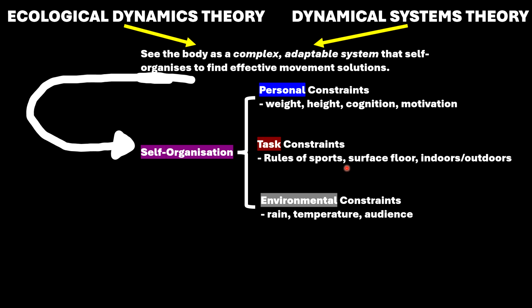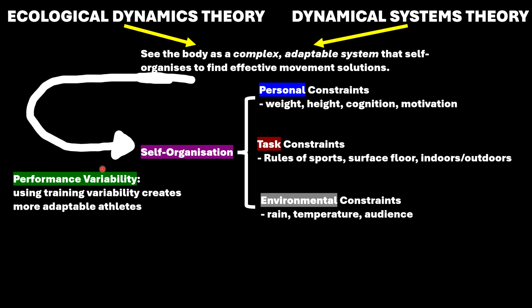Then there's task constraints, such as the rules of the sport, the surface floor you're playing on, and whether it's indoors or outdoors. And finally, the environmental constraints. This can be either weather or the audience, for example. Now, as coaches, we can manipulate these to improve the performance of our athletes. For example, in football, you might see training sessions where it's a 2-on-1. There's two attackers and one defender, or two defenders and one attacker. That's manipulating the rules of the sport, the task constraint, in order to train our athletes in a specific way.